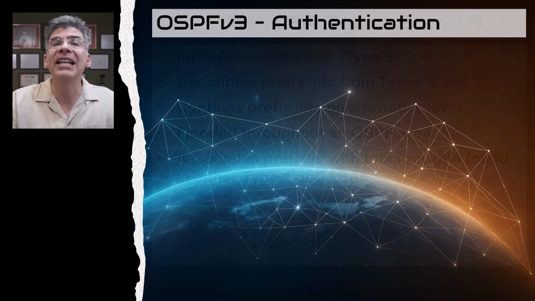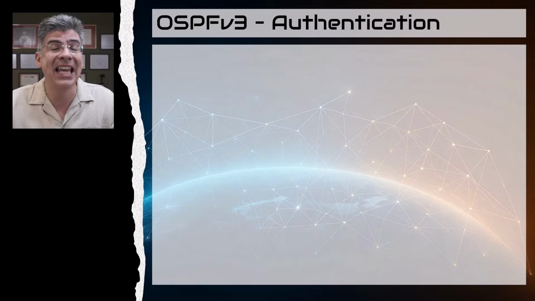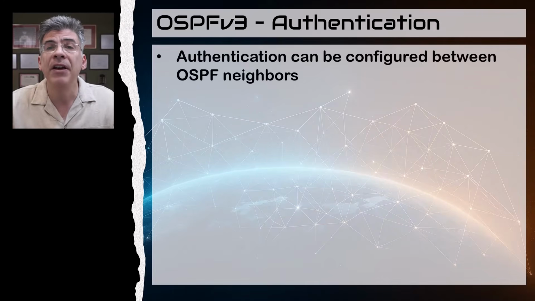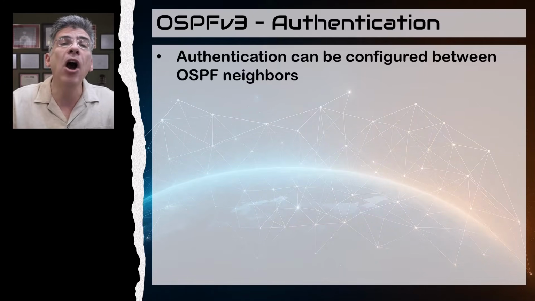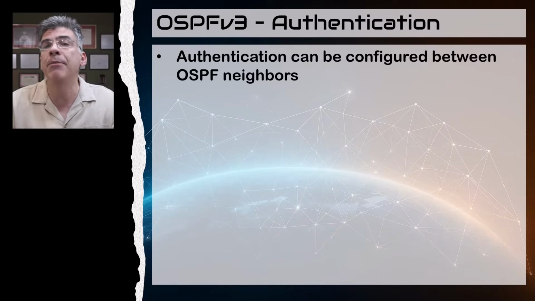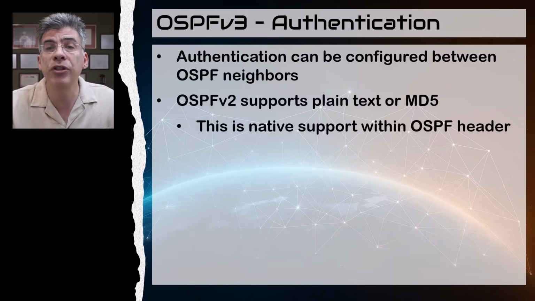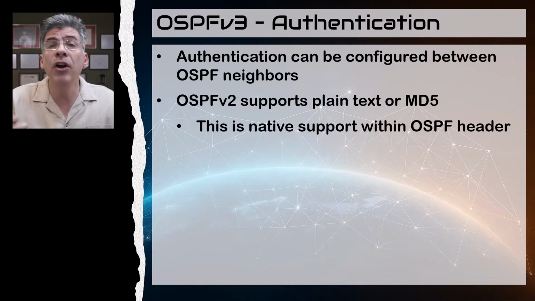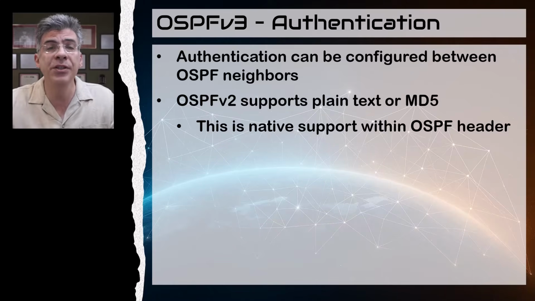Now let's take a look at some of the differences in authentication between OSPF version 2 and version 3. It is possible to make OSPF safer by configuring authentication between OSPF neighbors. OSPF version 2 supports plain text authentication, which uses a plain text password, which is considered insecure and should never be used. It also supports a shared secret key using MD5 hashing, which of course is more secure.